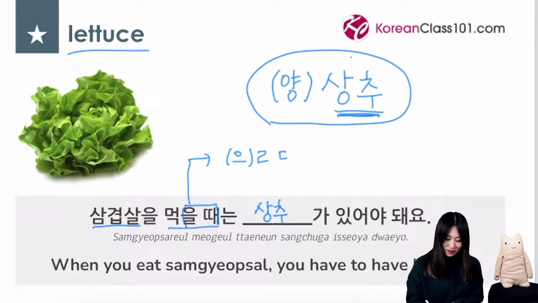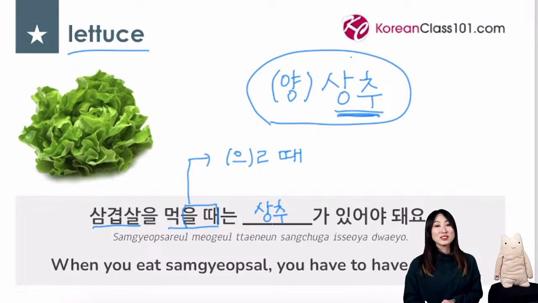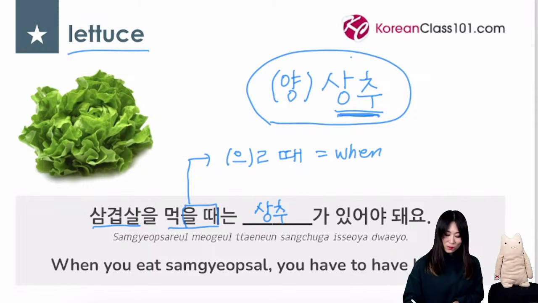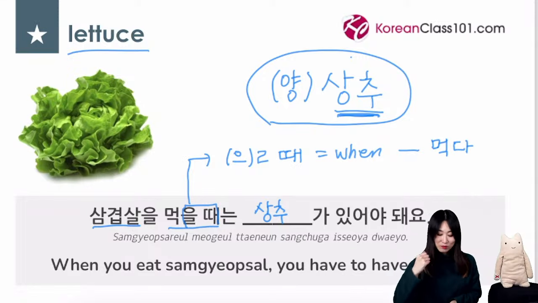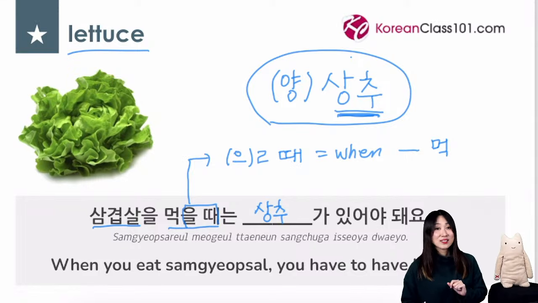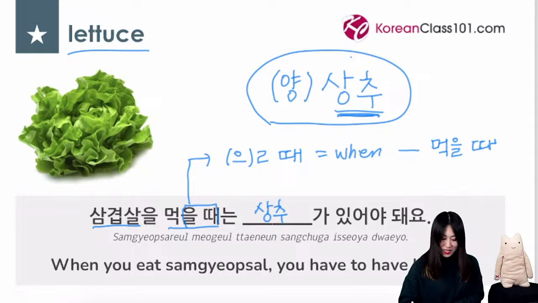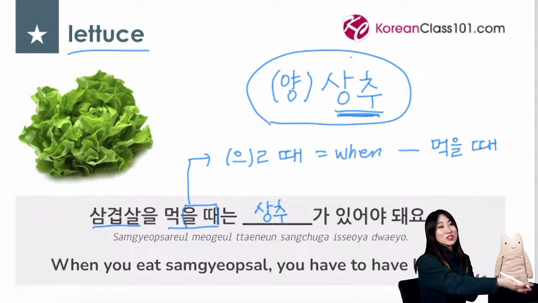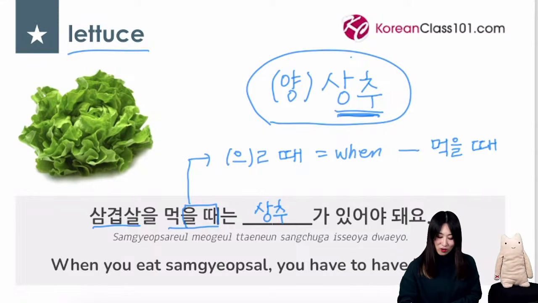을 때, so verb stem plus 을 때 means when. For example, 먹다 is a verb meaning to eat, and the stem is 먹, because we only need a stem. So 먹을 때 means when I eat, when you eat, when she, he, we, they eat.